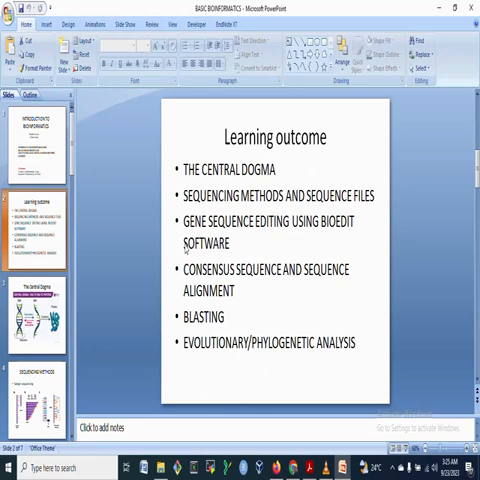Then we look at evolutionary and phylogenetic trees. How do we compare our sequence with other existing closely related sequences and distantly related sequences?